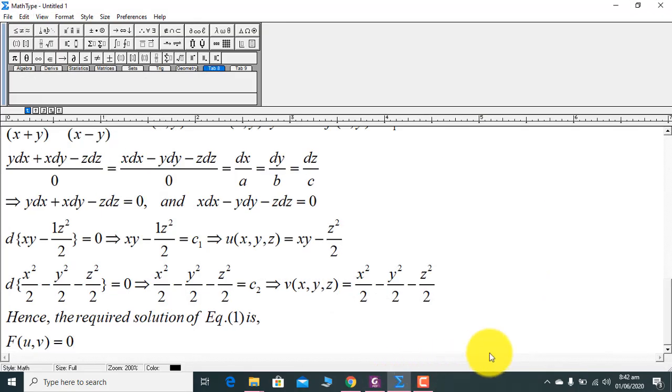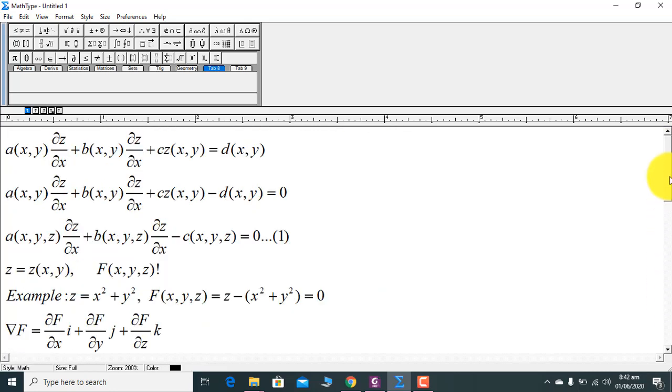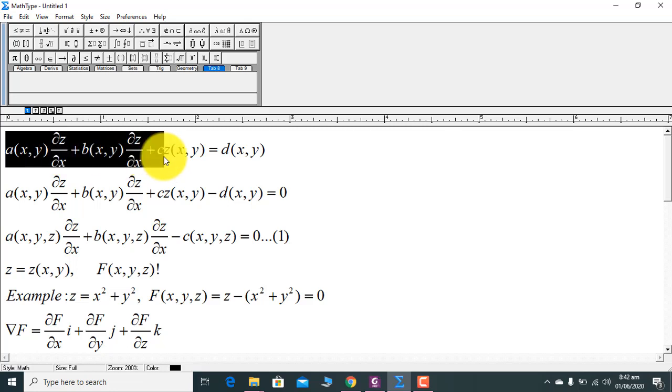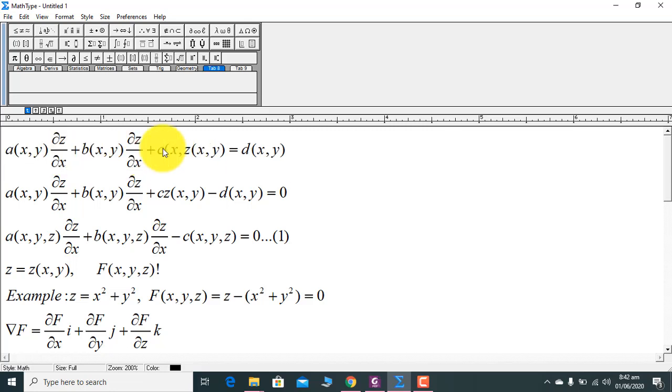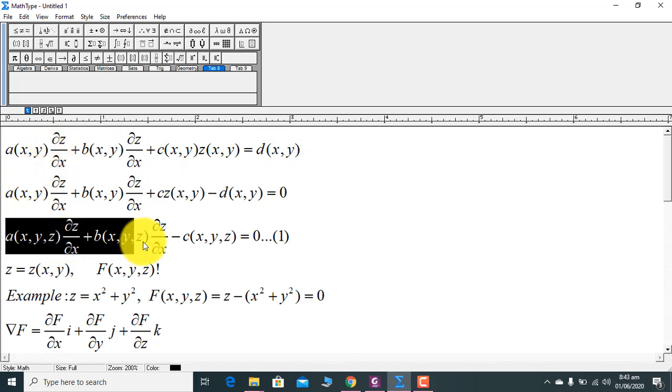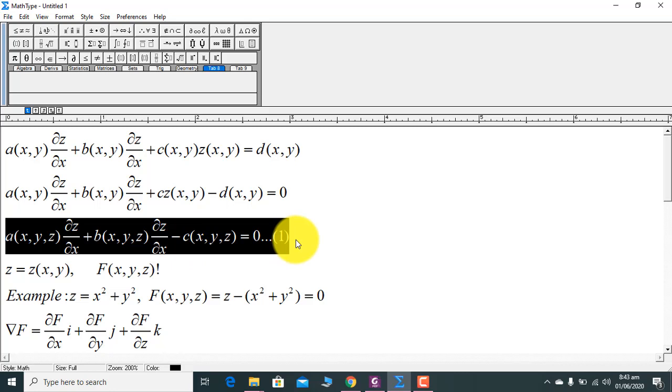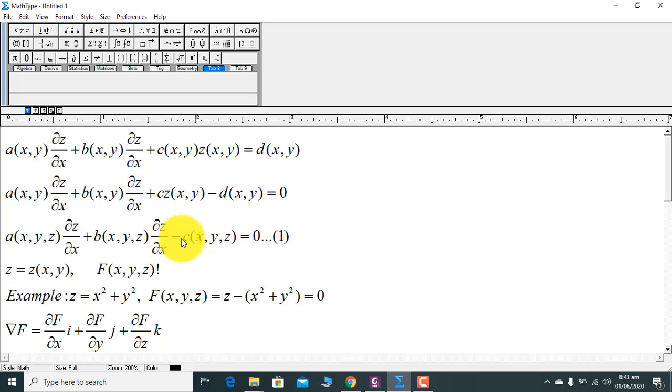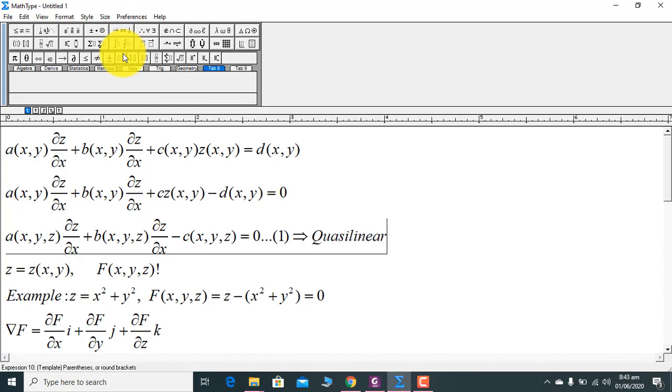This is actually similar to the linear one. In a linear partial differential equation we say that the coefficients a, b, c are only functions of x, y, and there is no z component. And if you change this form into the following, where a, b, c are now coefficients that are functions of x, y, z, you can take c on the right hand side or on the left hand side, it doesn't matter. So this new equation 1 is known as a quasi-linear first order partial differential equation.